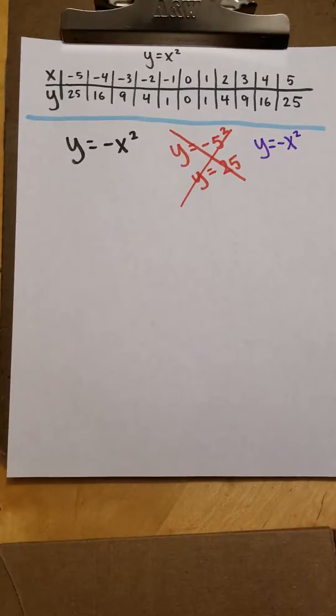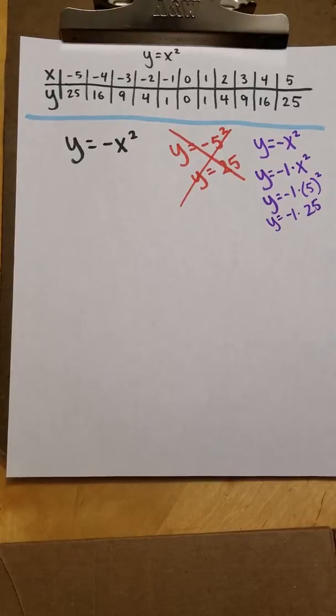Y equals negative x squared actually means y equals negative 1 times x squared. The coefficient is negative 1. It's easier to see the mistake now. We need to do exponents before we multiply. So if we plug in a 5, we get negative 1 times 5 squared. 5 squared is 25, and negative 1 times 25 is negative 25.